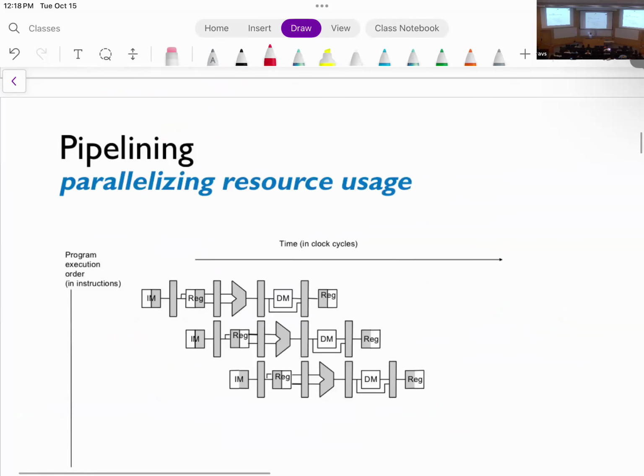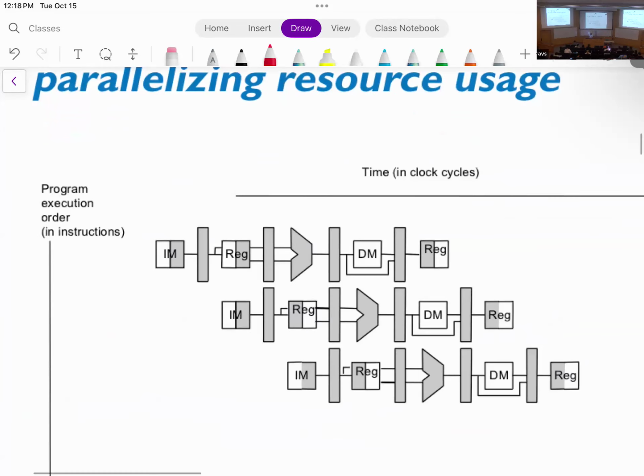So that's the story of pipelining, and then as we shift back to the design of our processor, here's what we're going to do. If you remember, last time I told you that I'm going to show the data path this way.